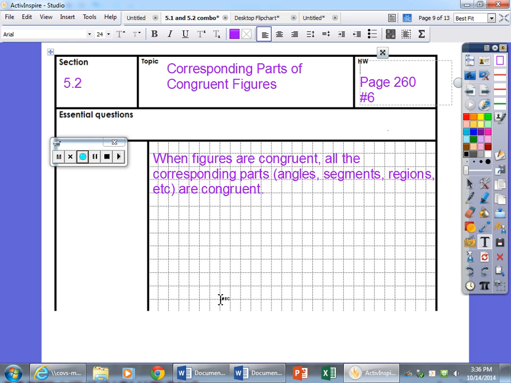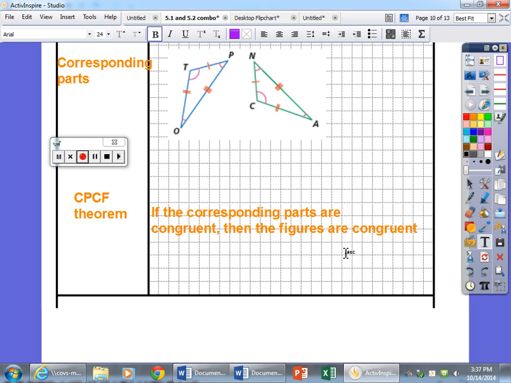So the statement here is whenever figures are congruent, all of their corresponding parts are congruent. So we're going to look at what that means. So let's pull up a diagram here. And here I have two triangles. I have triangle TOP and triangle CAN.